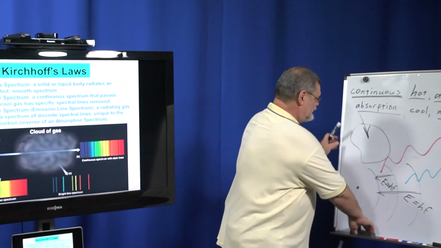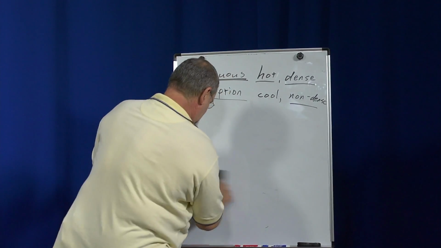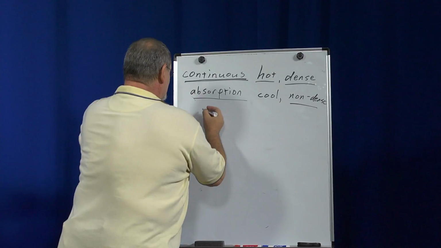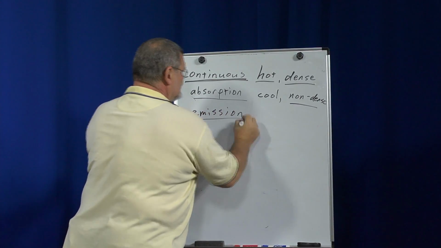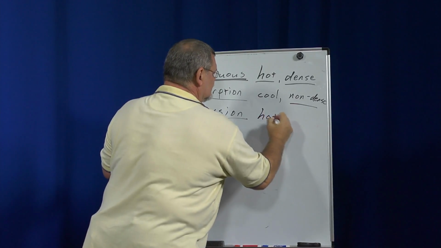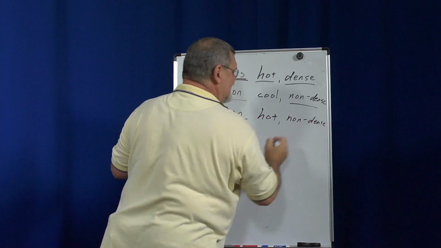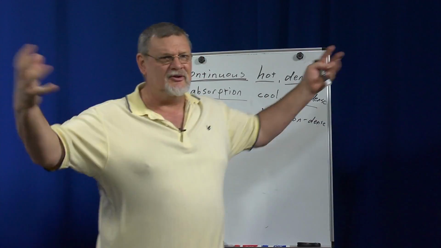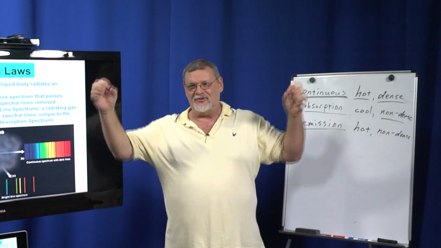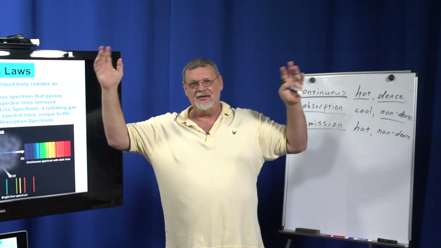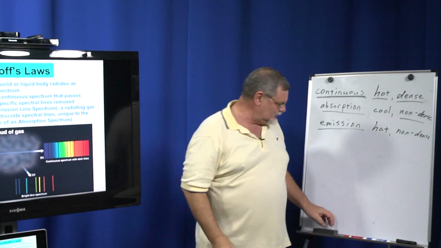So for the emission line spectrum then, the keywords that you're going to be looking for are hot, non-dense. And the density has to do with the fact that it's a gas. The molecules are further apart. Now that interaction is not filling in the gaps in between the lines, and so what you're seeing predominantly is the electrons popping up and down and doing their thing, and that's all you're really seeing.